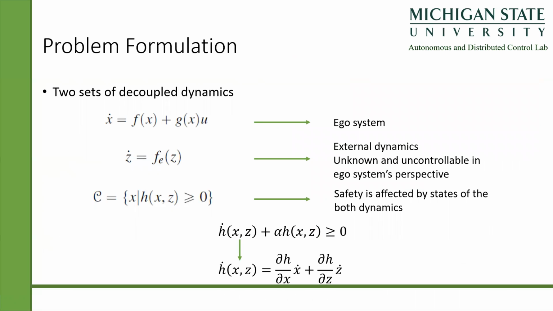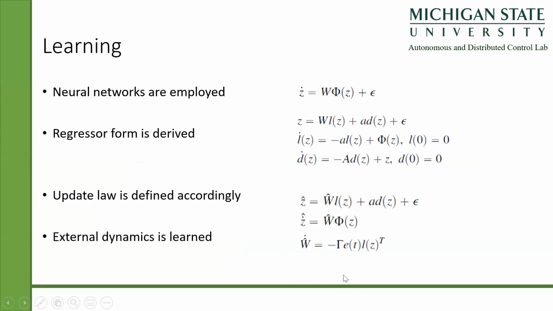Okay, here is the problem formulation. Assume this one is the dynamics of the ecosystem. Here is the external dynamics, which we assume we cannot control. The safe set is defined based on both the states of the system and the external dynamics Z. If we write the barrier function condition, you see that Z dot appears here, which we don't have access to. So what we do is employ neural networks to learn about these external dynamics.